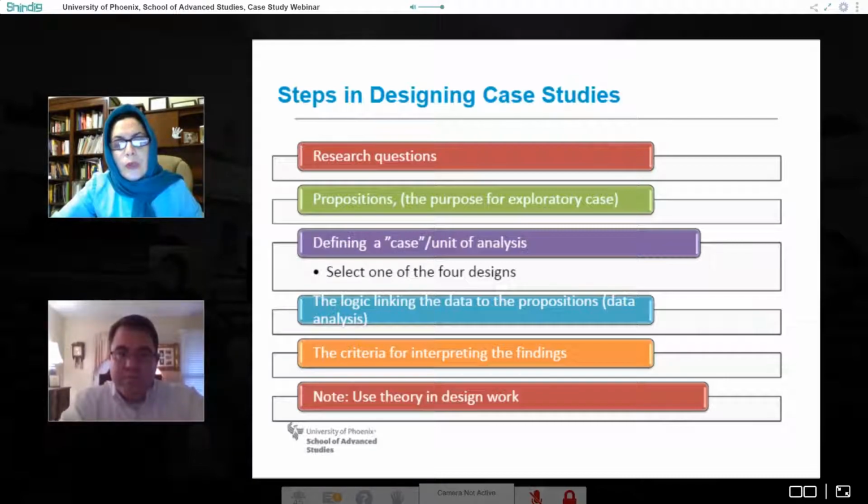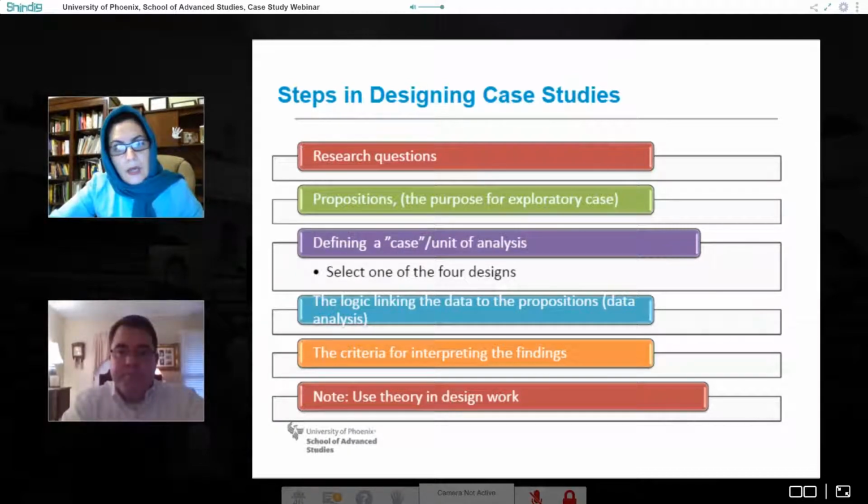We have to have a proposition, and a proposition is just like a suggestion of what you think. It is slightly similar to a hypothesis that we have in quantitative research. I will explain further what I mean by proposition, but just to let you know, for an exploratory case study, where we just explore, we only need to have a purpose, because we don't know what we are going to hypothesize here, right? So we just have a purpose as our proposition.